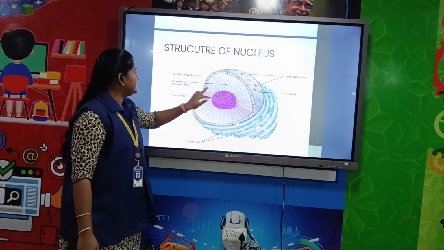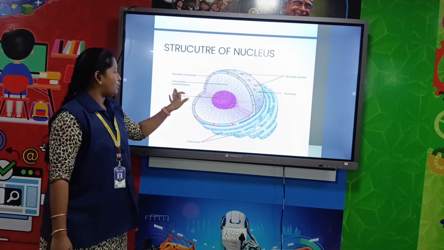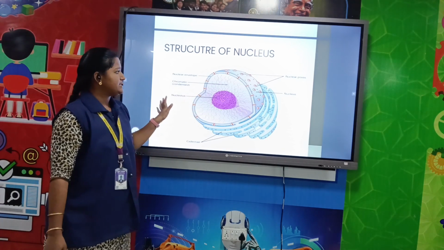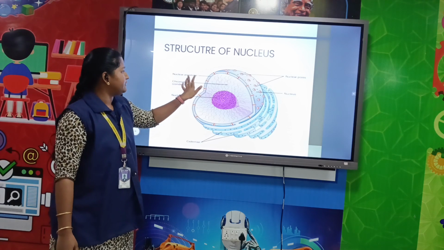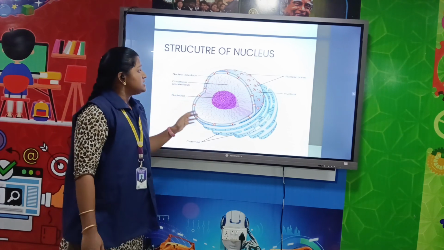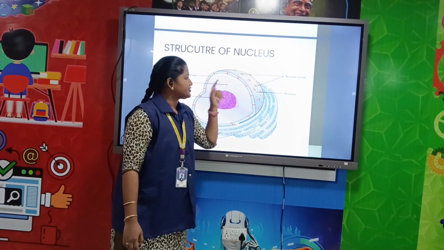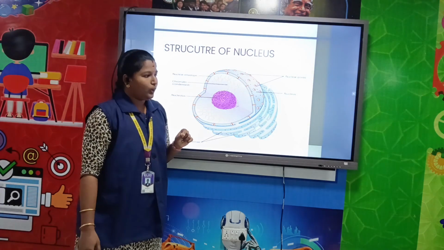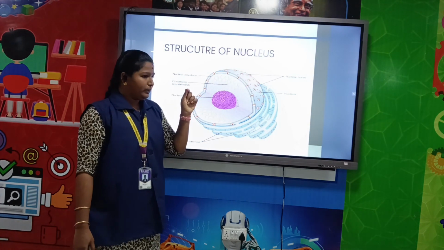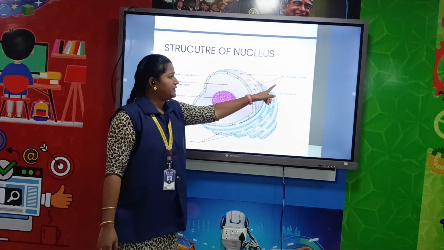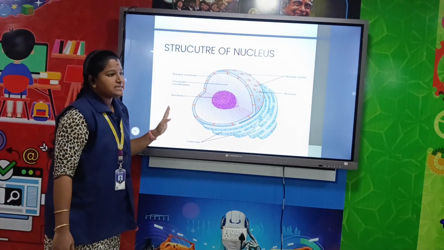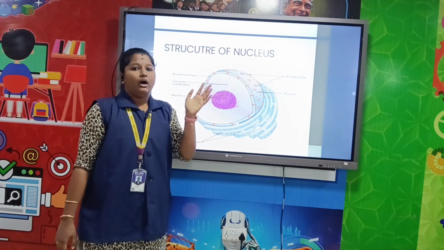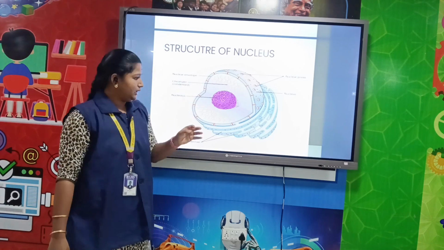This thread-like structure is a chromatid, and inside that the nucleolus is present. That dark blue is the nucleolus region, and the outer one is the nuclear envelope. There is that flower-like structure, that is the nuclear pore. All your protein molecules and enzymes will be transferred through the nuclear pores. This is the detailed structure of the nucleus. We are going to see it one by one and what the main function is.